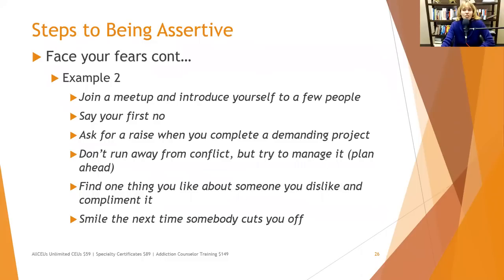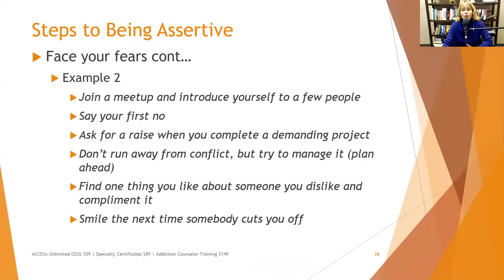Other things people can do to start being assertive: encourage them to introduce themselves to a few people at a meetup or a party. Have them practice saying no. Saying their first no can be a real big thing for some people. Encourage them to ask for a raise when they complete a demanding project, if that's something that they want or think they deserve.